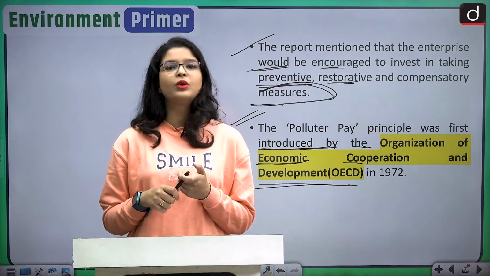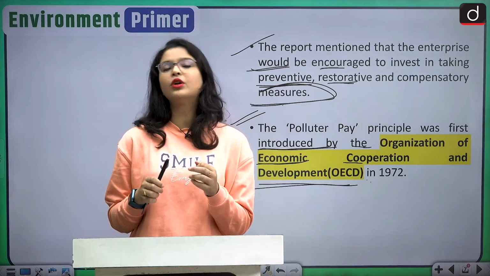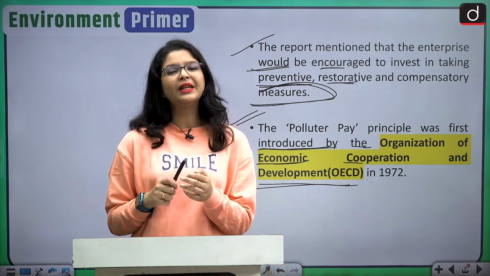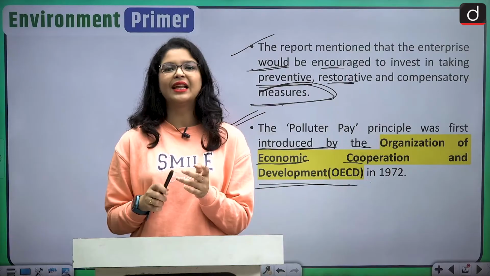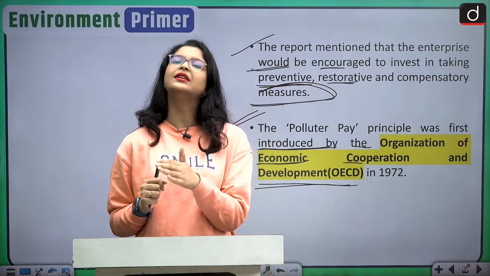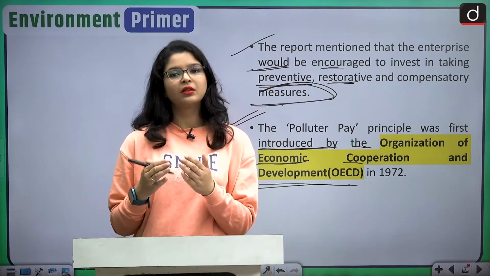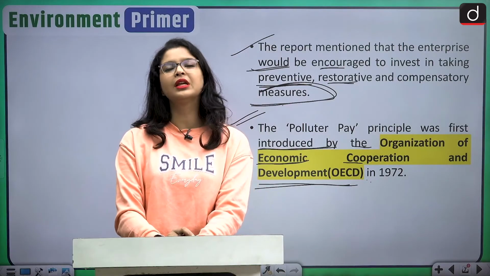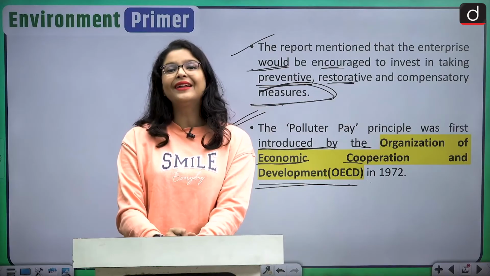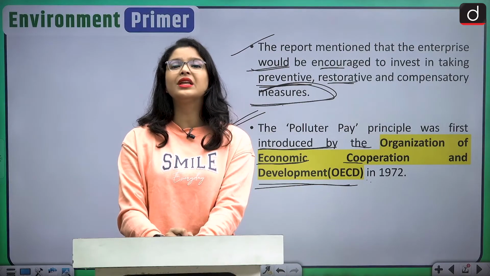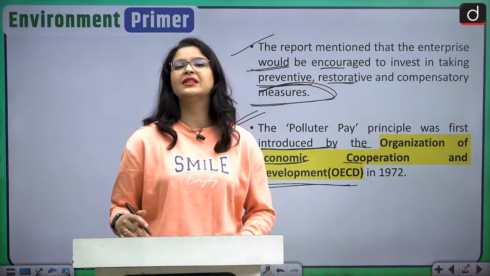So you understood the historical background: a report was released by the World Commission on Environment and Development, and it stated that there should be a concept known as internalization of an enterprise. The report also stated that they should be made liable for causing environmental degradation. And the Polluter Pays Principle was globally adopted by the OECD for the first time in the year 1972.